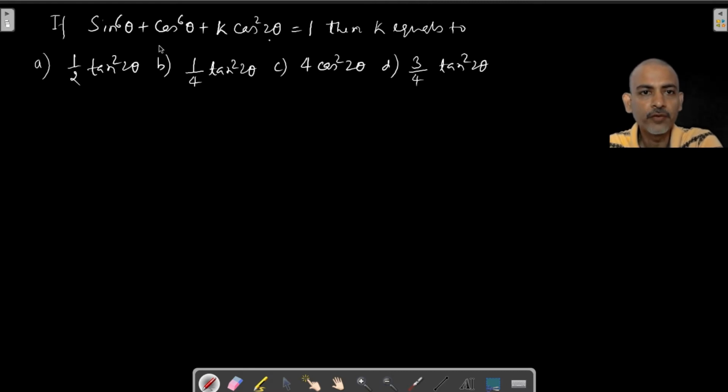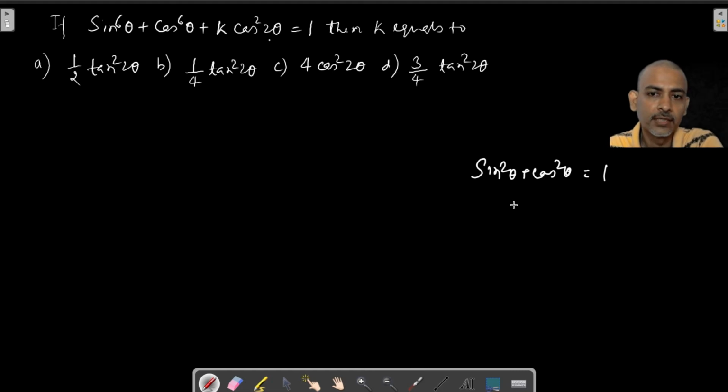Whenever you are faced with such a problem, you need to remember one identity, which is sine square theta plus cos square theta equals 1. If something is given like this and it is becoming 1, then you would know that it has to come in this form itself. Then the second thing is that you need to reduce cos square 2 theta into some form. So you know cos 2 theta is what? Cos 2 theta is cos square theta minus sine square theta.